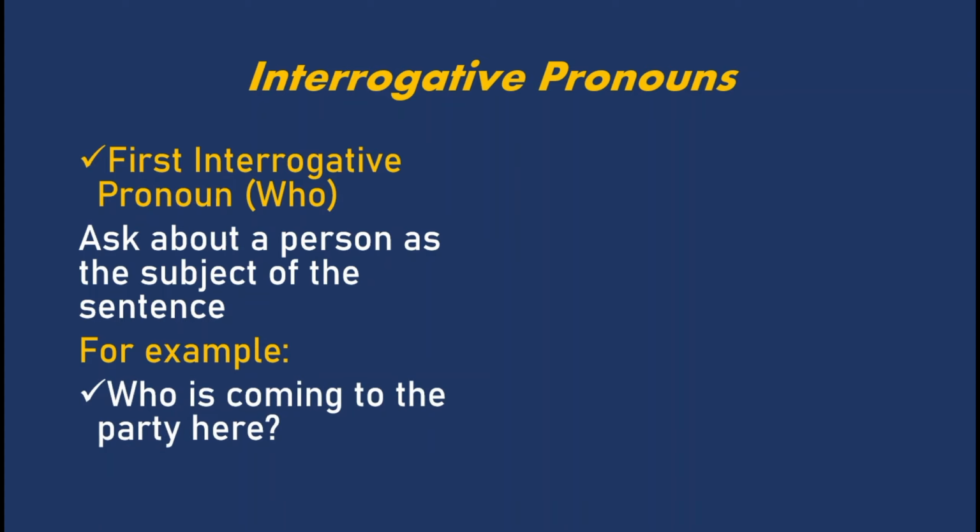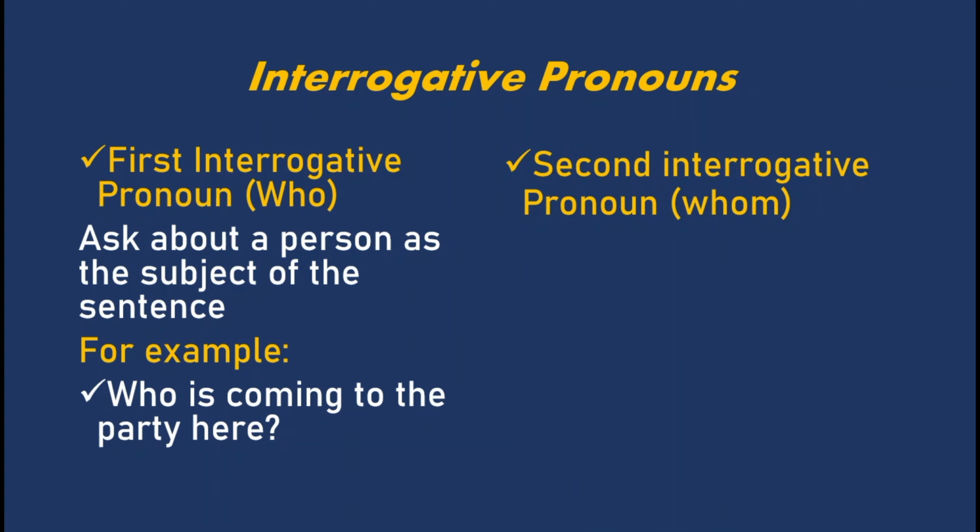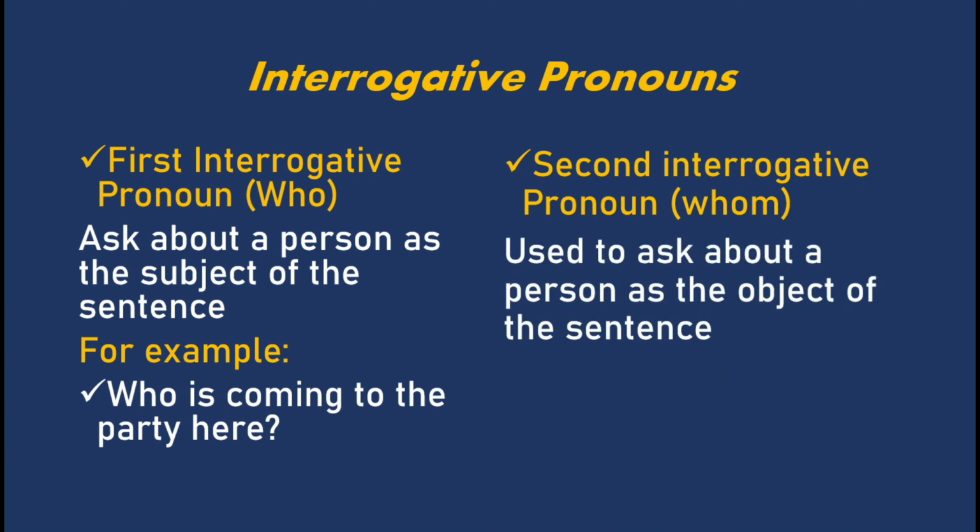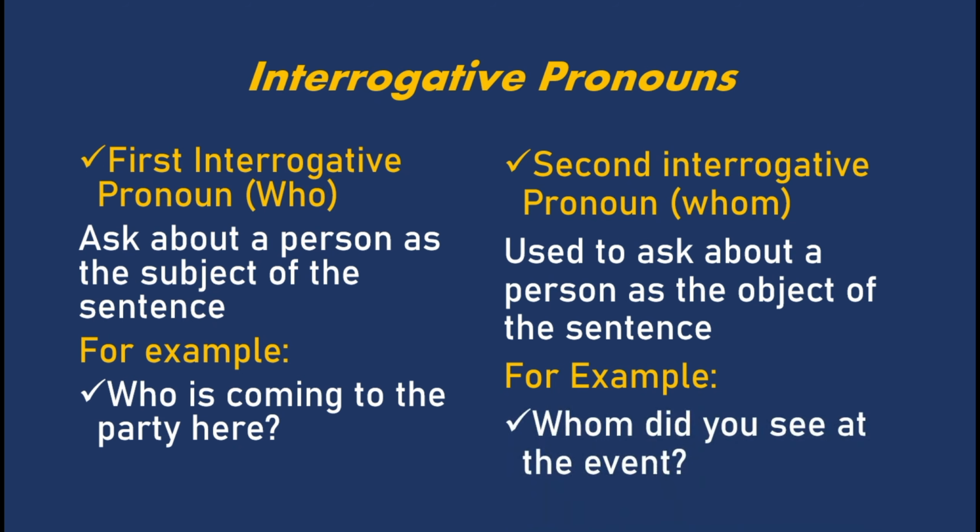The second one is whom. Whom is used to ask about a person as the object of the sentence. For example, "Whom did you see at the event?" The question is asking for the identity of the person who was seen.